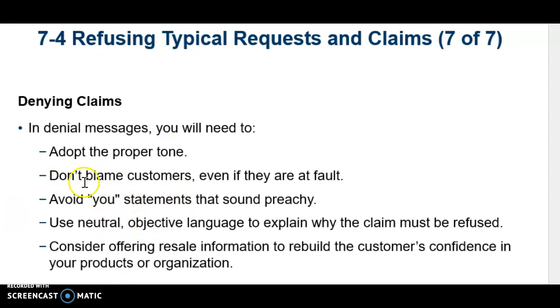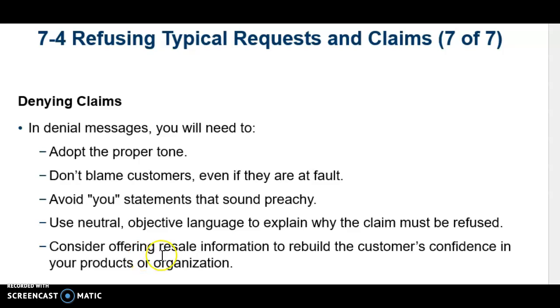I help my husband with this when he is sending student emails. He'll type it up and then he'll ask me, make this sound better. And so I take all the yous out and I rewrite it to make it sound less preachy, I guess.